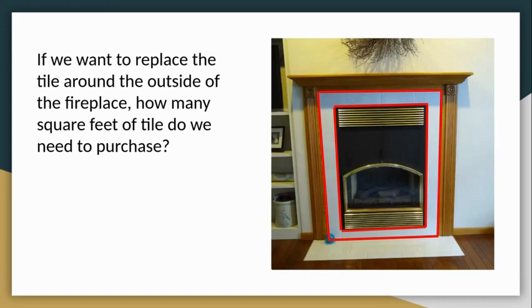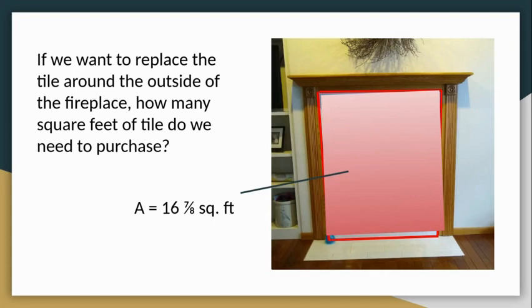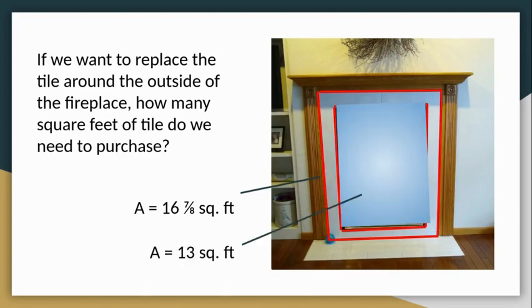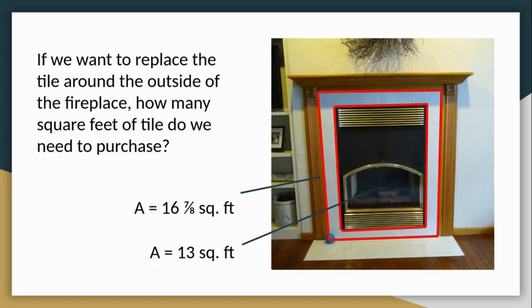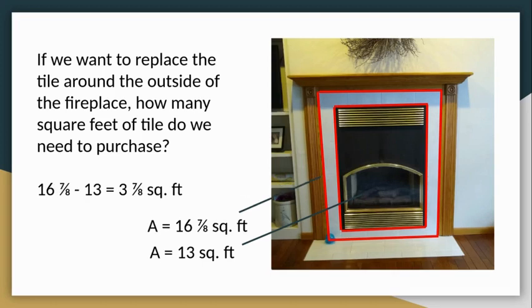Let's return to our picture. Remember that we only want to find the area of the tile portion. We found that the area of the large rectangle was 16 7/8 square feet. We also found that the area inside the tile was 13 square feet. To solve for the area of the tile, we must subtract the inner rectangle from the larger rectangle. 16 7/8 minus 13 equals 3 7/8 square feet. This is the area of the tile portion of the fireplace.